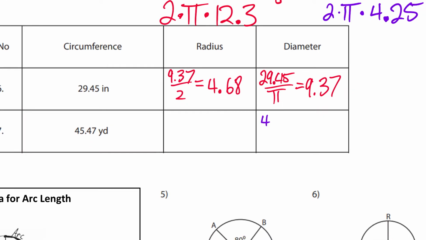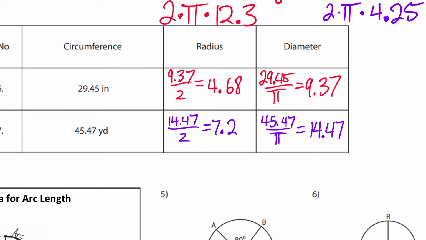Okay, so on this next one, we're going to do the same thing. We're going to take the circumference, 45.47, divide that by pi to give me the diameter. What does that give you? 14.47, and then to get from the diameter to the radius, just going to divide that by 2, so 14.47 divided by 2. 7 point what? 1.23.